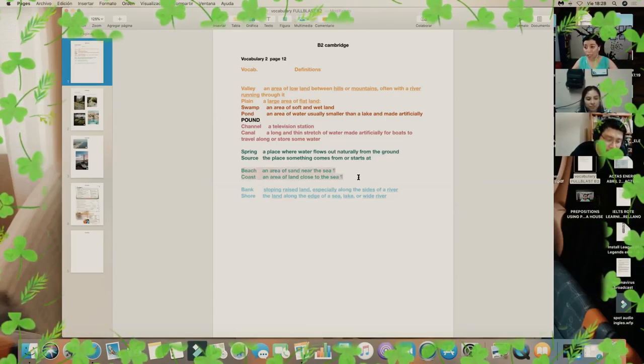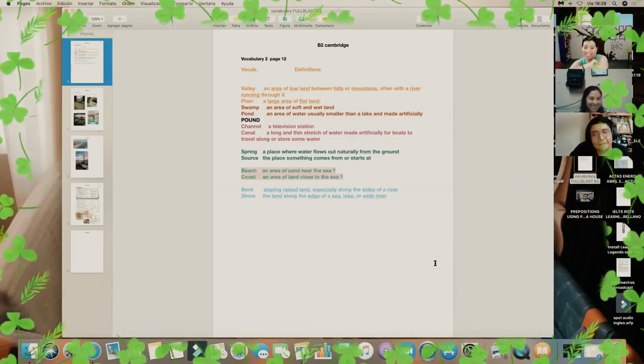What is a beach? Amber, can you read? An area of sand near the sea. And a coast, Arturo? An area of land close to the sea. Sorry, to the sea. What would be the difference between these two? The sand and the land. One is near and the other is close.